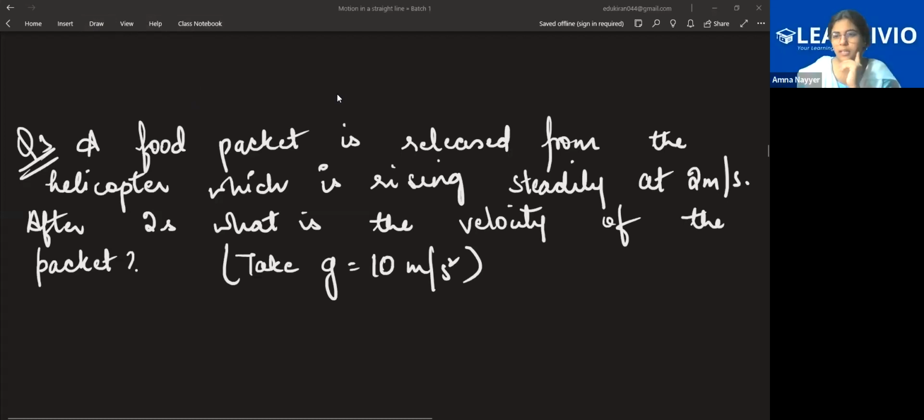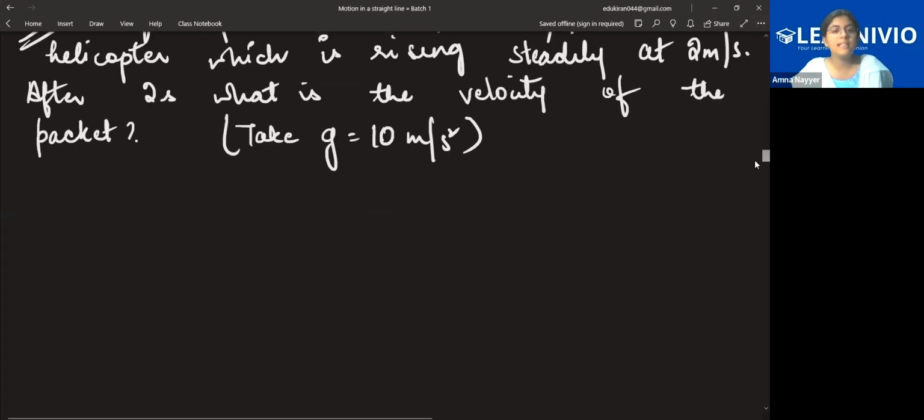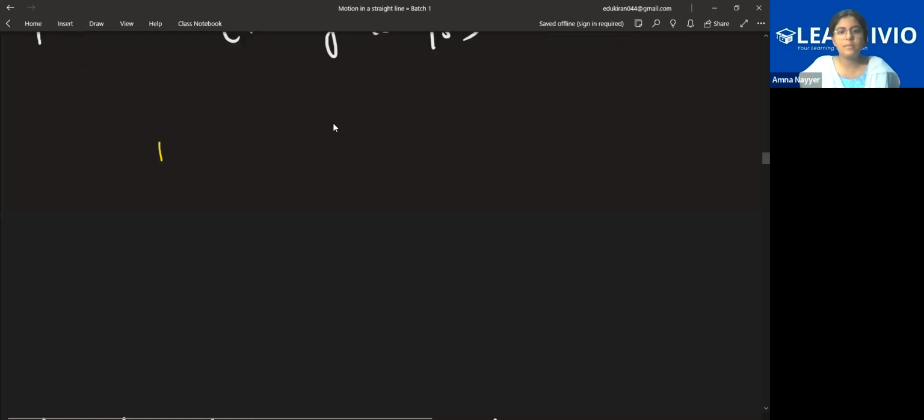No, I think there is some error in the calculation. Let me discuss it now. See, this says that a food packet is released from the helicopter, which is rising steadily at 2 meters per second. Now, pay attention. This is a question where two things are involved. A helicopter is present, right?